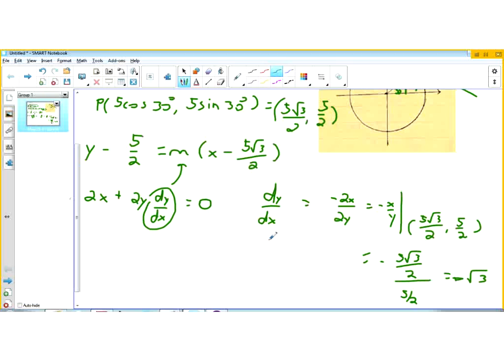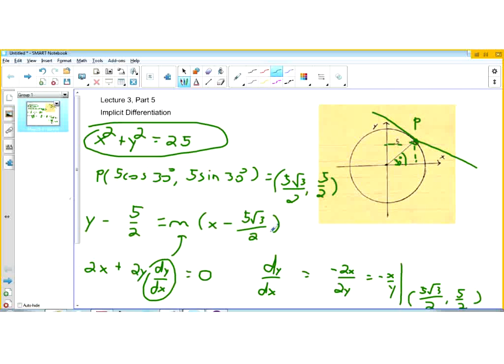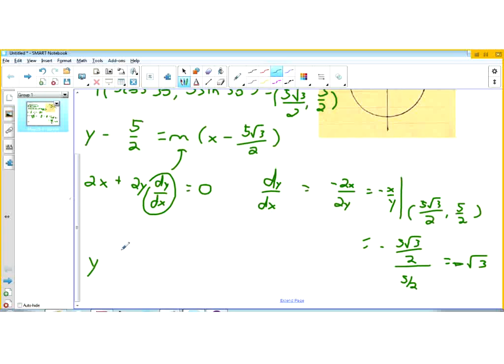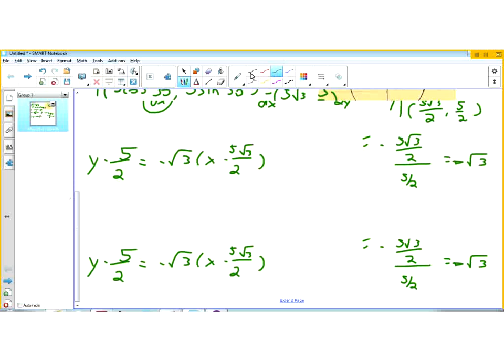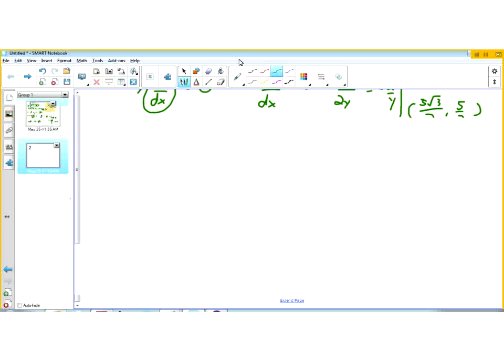So that's the slope. What's the slope of the tangent line to the circle at P. So just plug it in. So y minus 5/2 is equal to minus the square root of 3 times x minus 5 times the square root of 3 over 2. All right, so now you have the tools to calculate the equations of tangent lines to circles. So let's consider another function, another example.